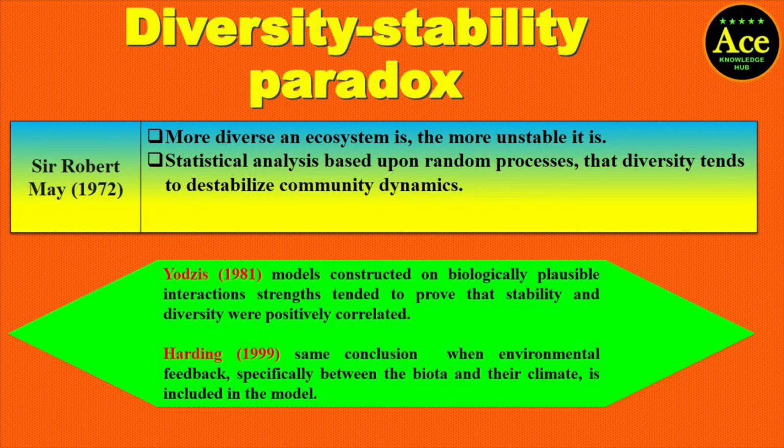The diversity stability paradox. The pioneering study led by Sir Robert May in 1972 predicted that the more diverse an ecosystem is, the more unstable it is. He used statistical analysis based upon random processes to show that diversity tends to destabilize community dynamics.